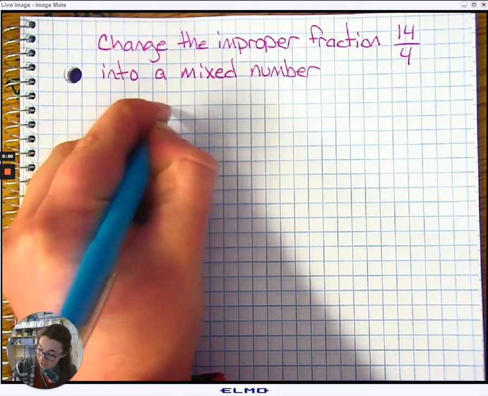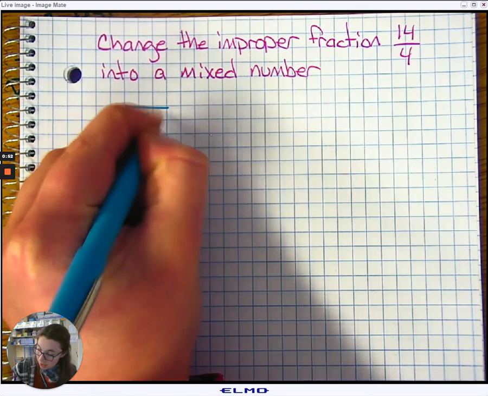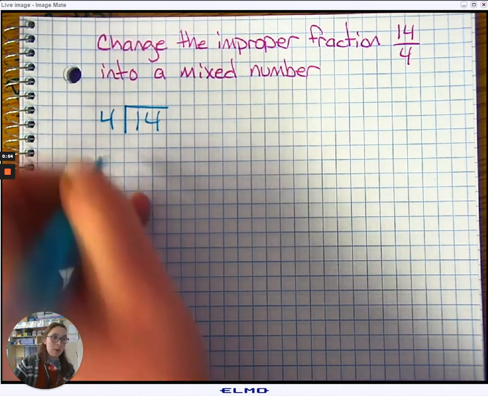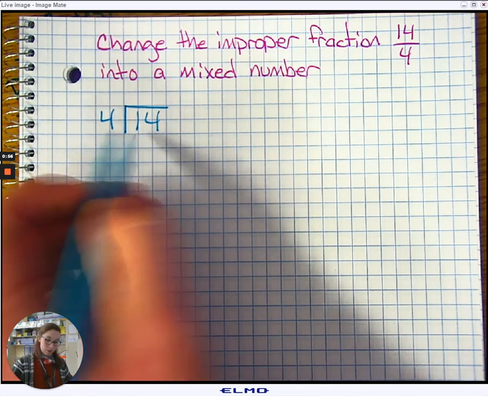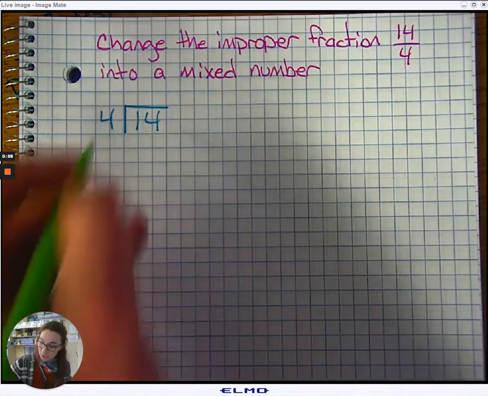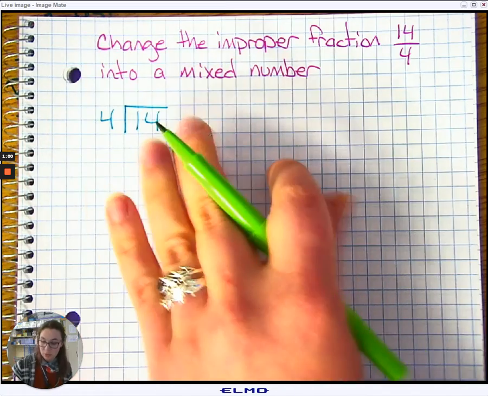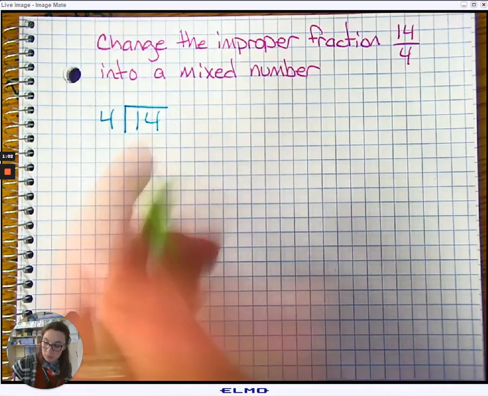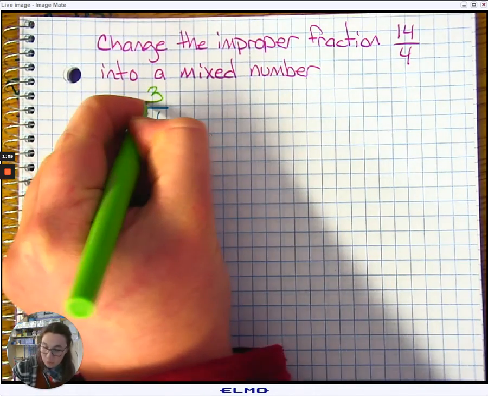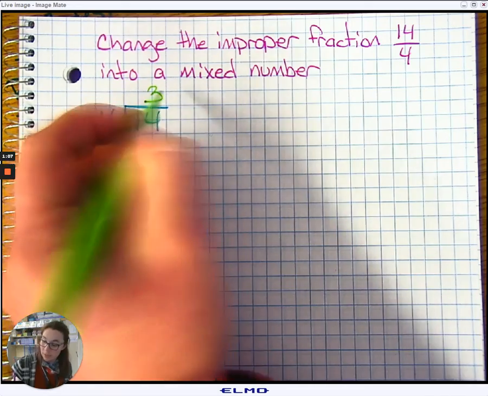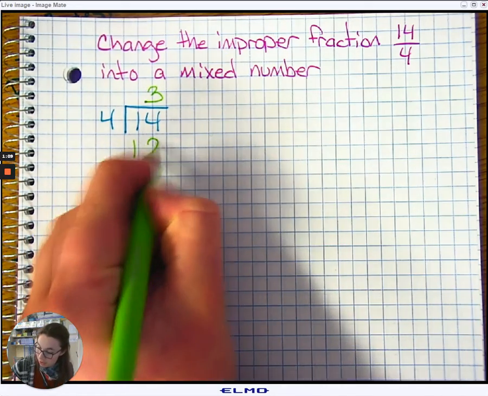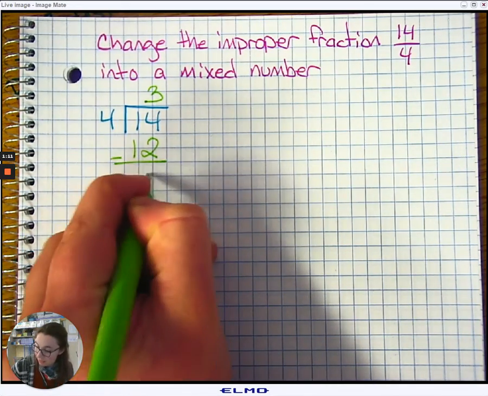By putting 14 in the box and 4 outside. 4 does not go into 1. But it does go into 14 how many times? 4, 8, 12, 16, so 12. 3 times. 3 times 4 is 12. Subtract, and we have 2.